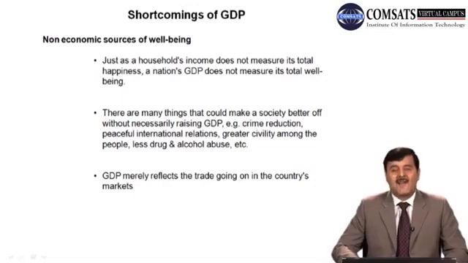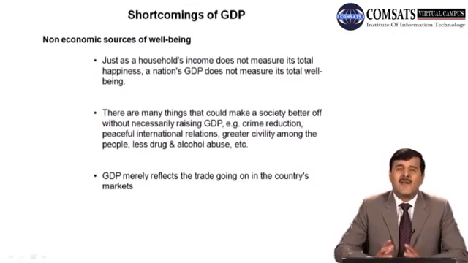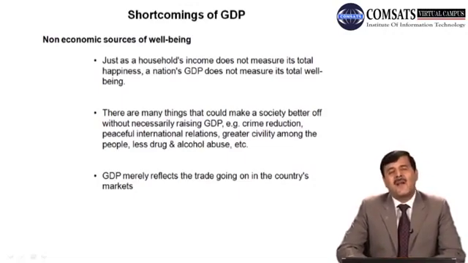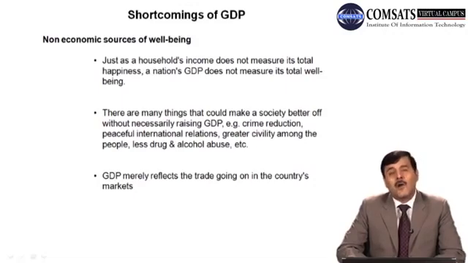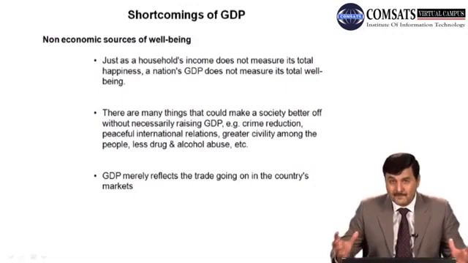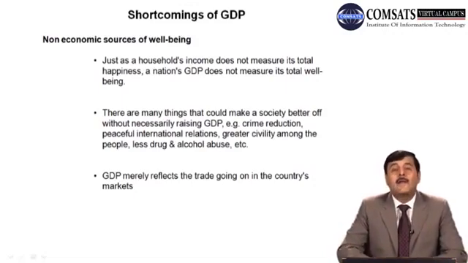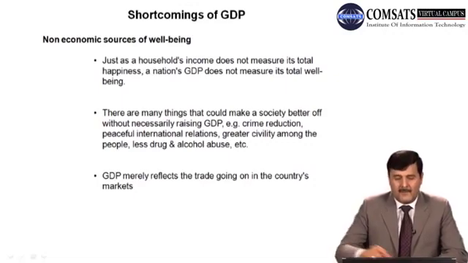GDP merely reflects the trade going on in the country's market. So there was no mention of trade. When we talked about GDP, we said GDP has 4 components: consumption, investment, government spending and net exports. But we have not talked about the trade which is being conducted or taken place in the country. Basically, within the country a lot of trade is also happening, goods going from one city to another. Since GDP basically reflects the production of goods and services produced within the country, domestic trade is also very important. So that could also help to improve or increase the GDP and also help to improve the economic well-being of the society.